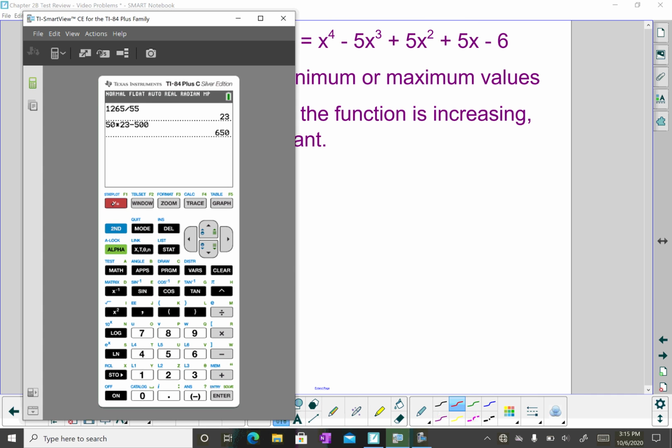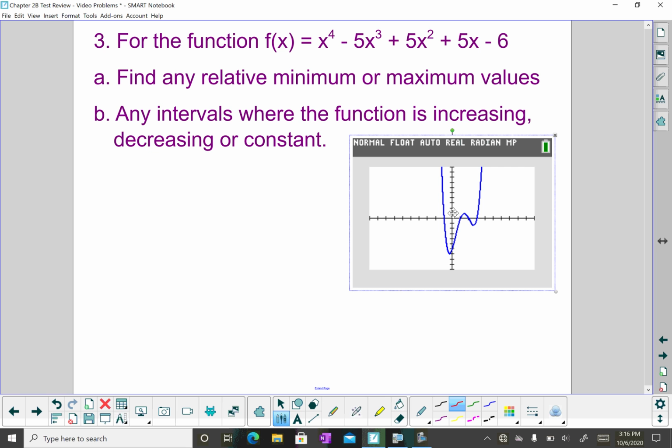Okay, we're going to go to y equals, clear out anything that's in there, and type our function in. X to the 4th minus 5x to the 3rd plus 5x squared plus 5x minus 6. And then we can just graph this on our standard window, zoom 6. And there is our graph. Let's see if I can drag that over. There we go. Okay, we want to find any min or max value. So hopefully you're looking at this saying, okay, I think there's 2 mins and 1 max.